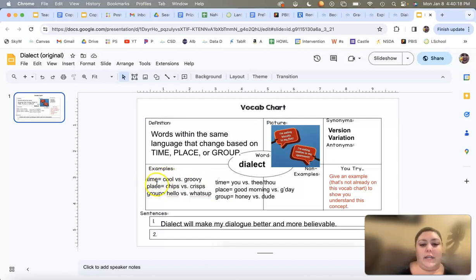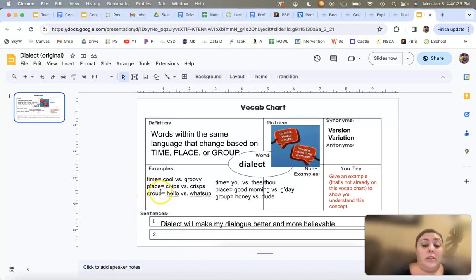Place really affects dialect. In America, we call them potato chips, but in England, where they also speak English, chips mean fries. So they call their potato chips crisps. And again, they're all English words. It's just a slightly different dialect.